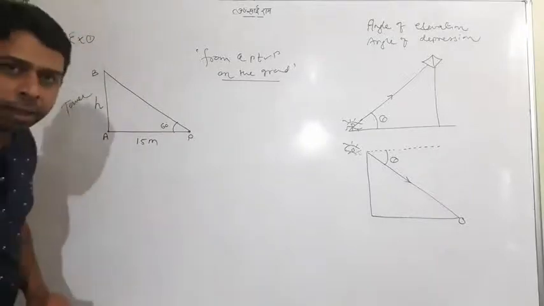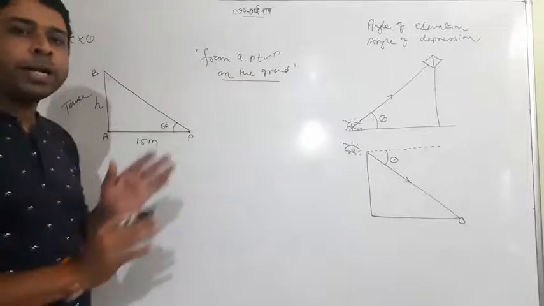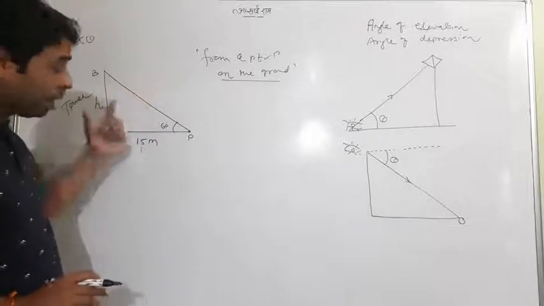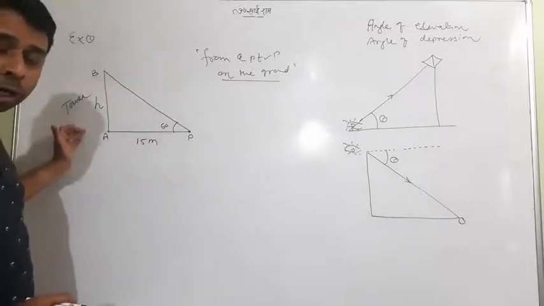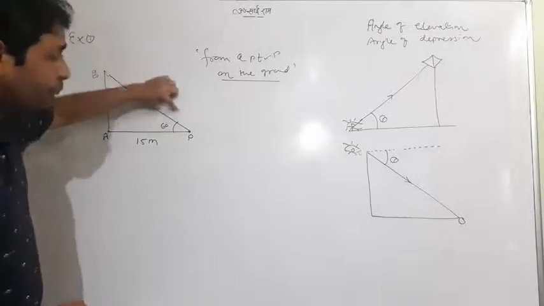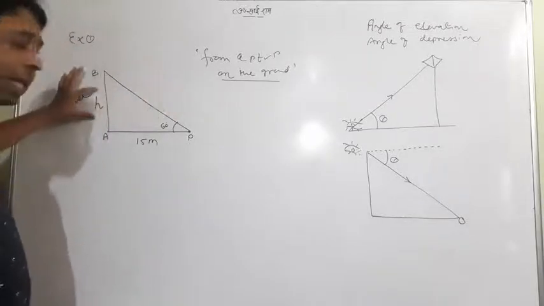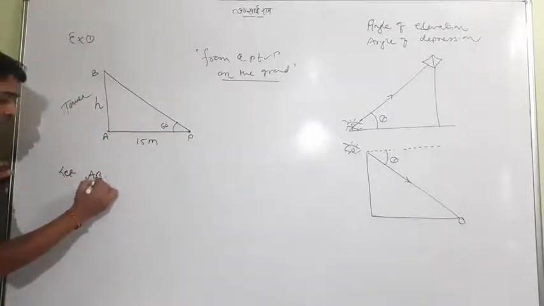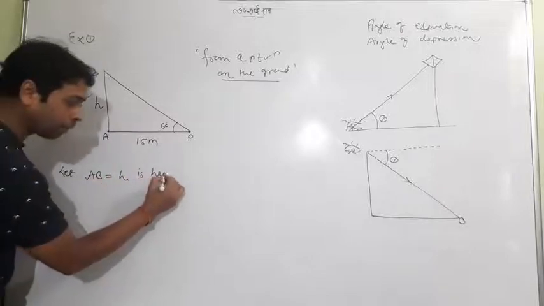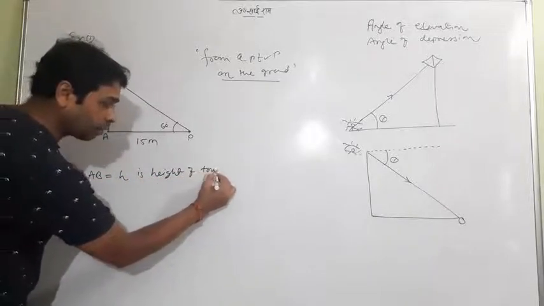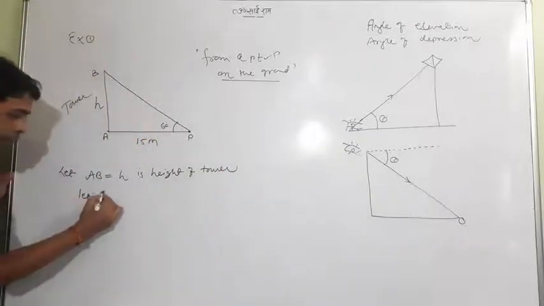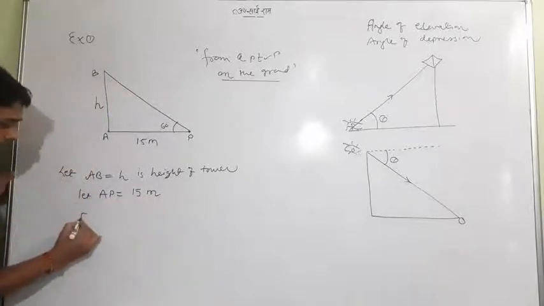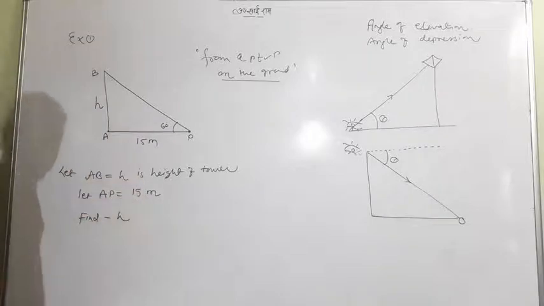Now I will be a little formal. Before starting, I told you that whenever in a right angle triangle you know one side and one angle, you can find the other two sides. We don't have to concern ourselves with the hypotenuse, which is not asked. We only ask for the height of the tower, which is h. So I will write my formal sentence: let AB equal h be the height of the tower, and let P be a point where AP is equal to 15 meters. We want to find the height of the tower h.